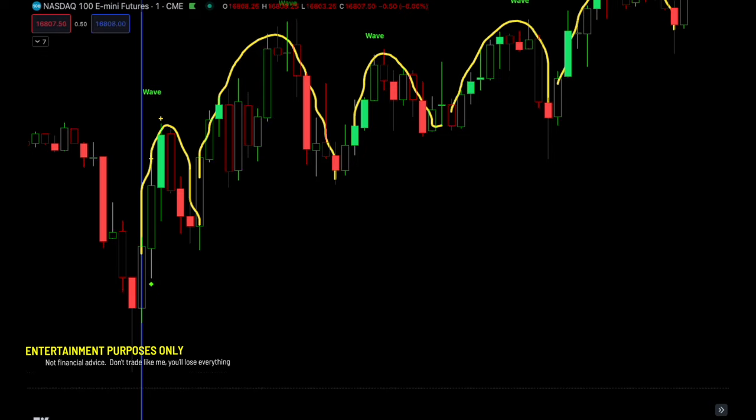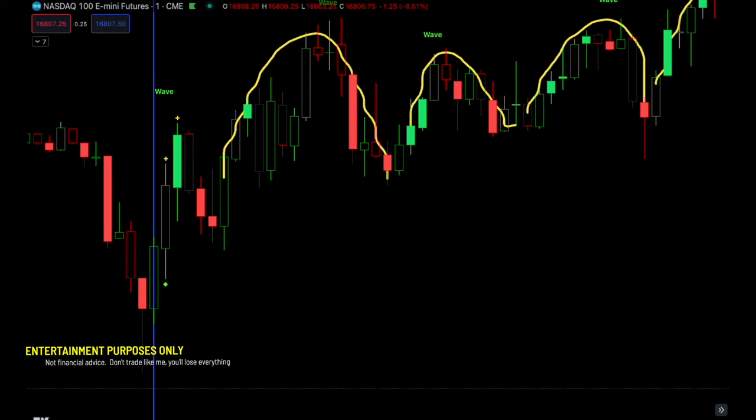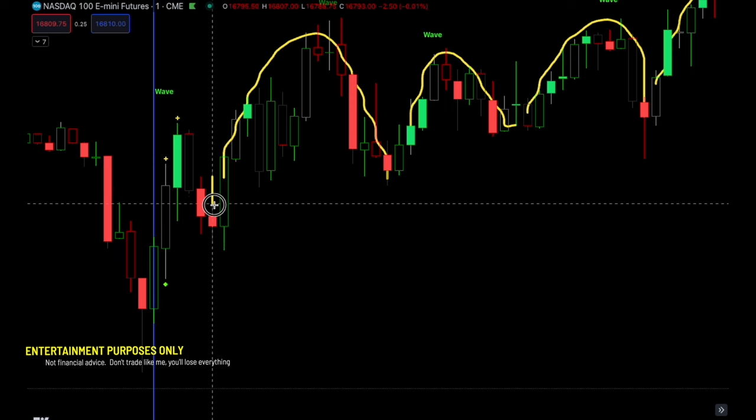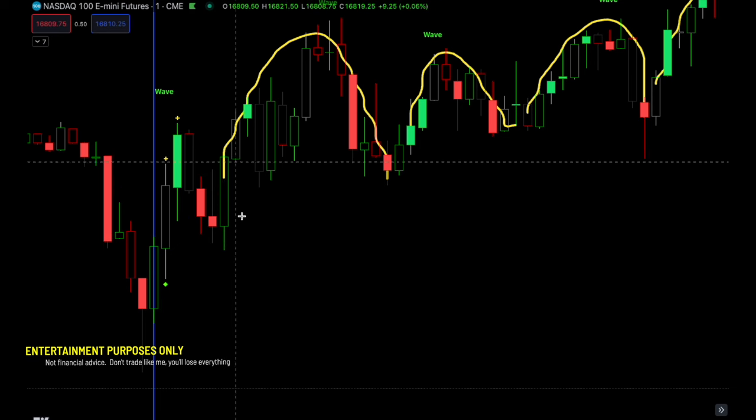Now, what I mean by non-overlapping is that this particular candle here has no overlap with a previous candle. So you see this candle here picks up where this candle left off. That's very important. This is a sign of strength, right? If this candle had no wick, that is even a bigger sign of strength. But right now, that is a sign of strength, and that makes up a wave.